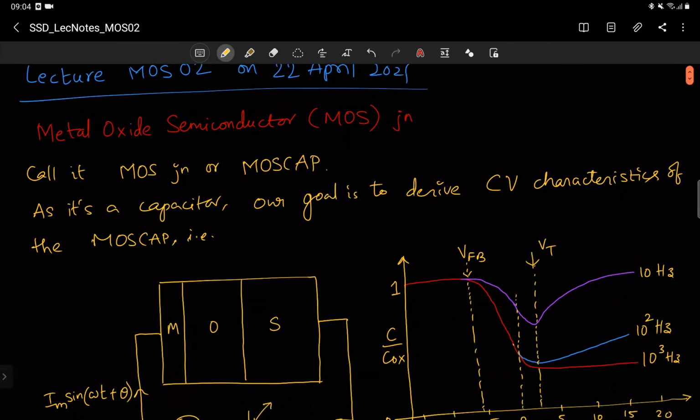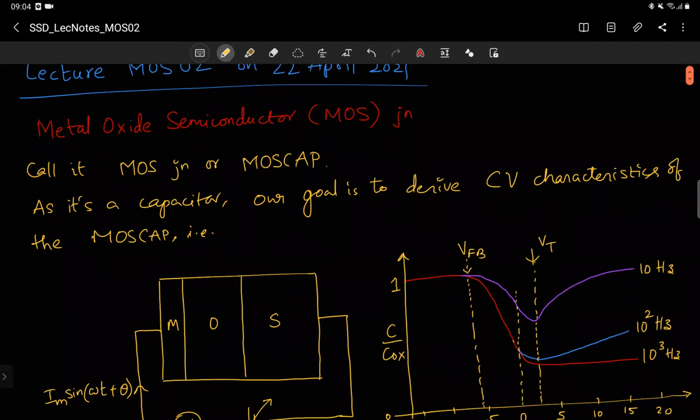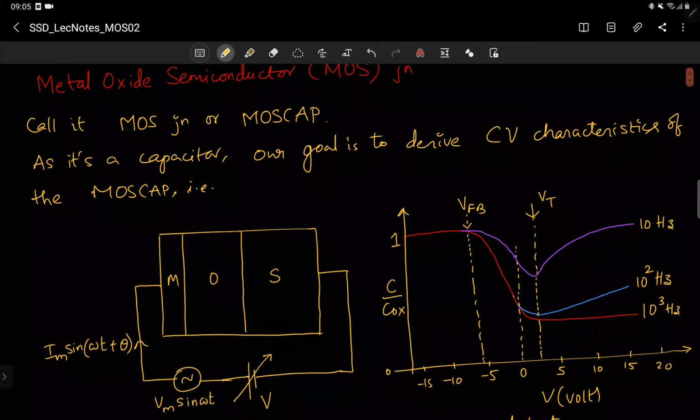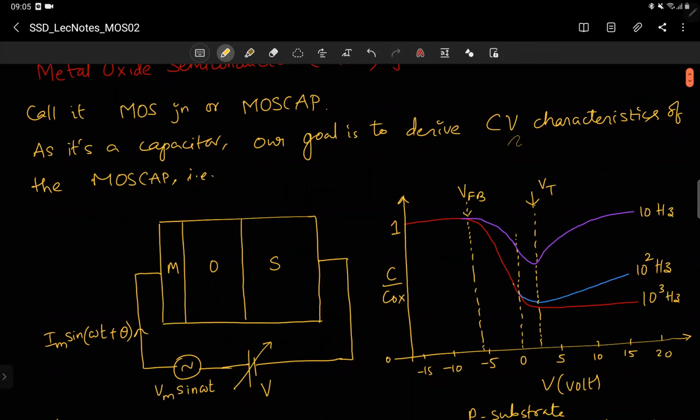The metal oxide semiconductor junction, we call it MOS junction or MOSCAP. MOSCAP, I already discussed, is like a capacitor. That's the reason we call it MOSCAP, because after all, the field effect transistor is basically the capacitive effect. As it's a capacitor, our goal is to derive the CV characteristics of the MOSCAP. Once we understand the CV characteristics, then when we make the MOSFET, we will understand CV as well as IV also.